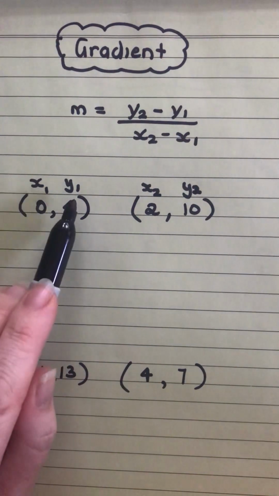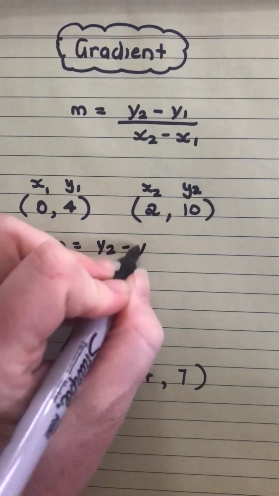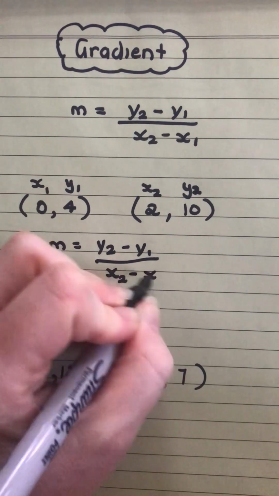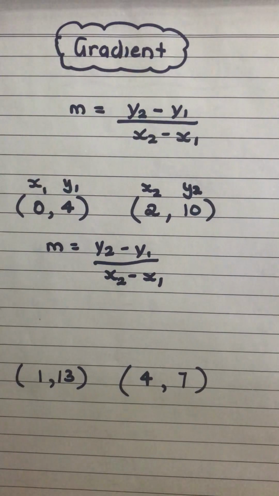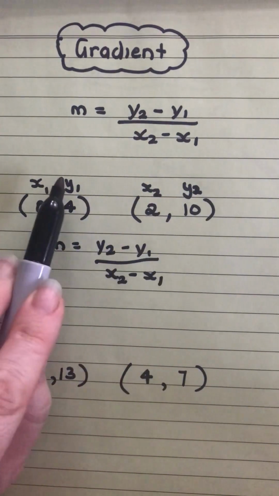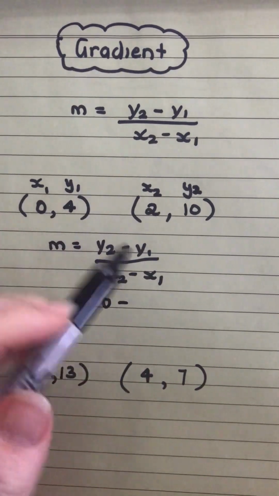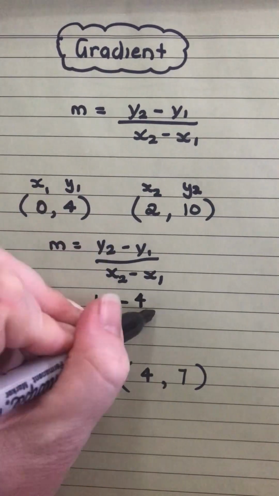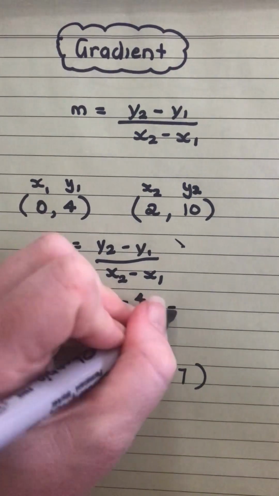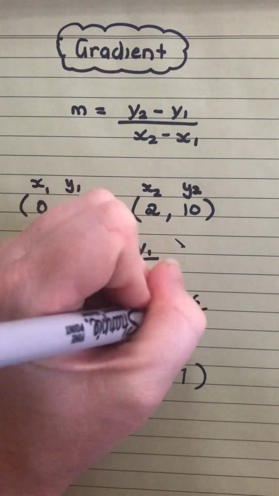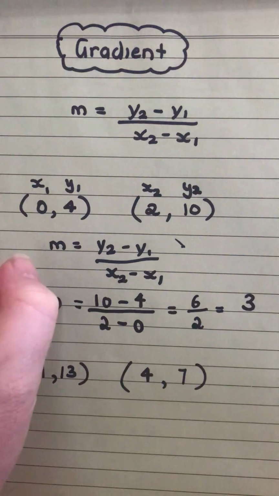So we've written our x1, y1 and our x2, y2 there. So now we'll write our rule. So then when we look at this, we don't have to then think about which one's the second coordinate, which one's the first coordinate, because we've got it written up here ready for us. So we just look up here and say y2 is 10, take away my y1 is 4, over x2 is 2, take away x1 is 0. Now 10 take away 4 is 6, 2 take away 0 is 2, so in this case my gradient is equal to 3.